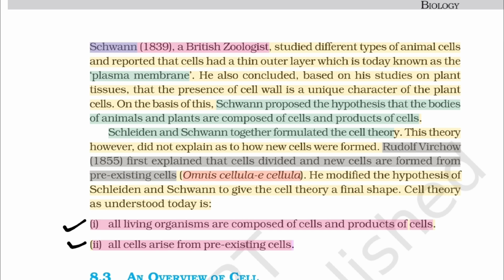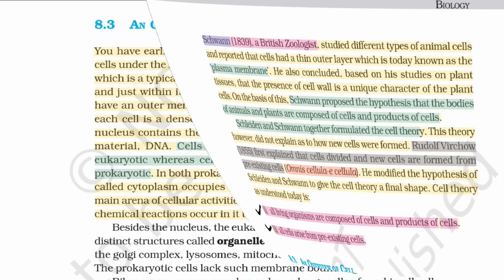This theory, however, did not explain as to how new cells were formed. Rudolf Virchow, 1855, first explained that cells divided and new cells are formed from pre-existing cells, omnis cellula e cellula. He modified the hypothesis of Schleiden and Schwann to give the cell theory a final shape. Cell theory as understood today is 1. All living organisms are composed of cells and products of cells. 2. All cells arise from pre-existing cells.